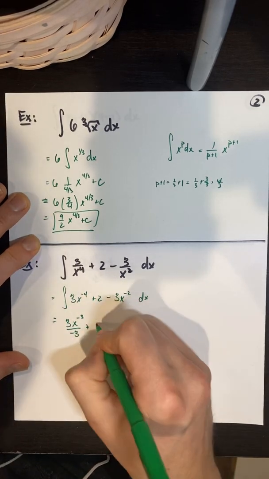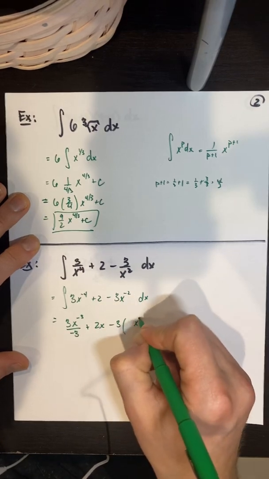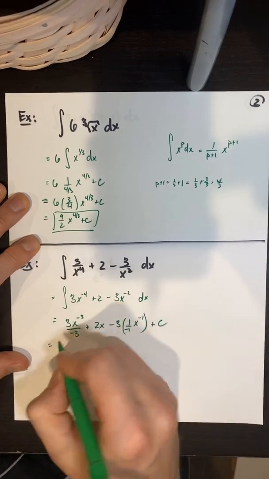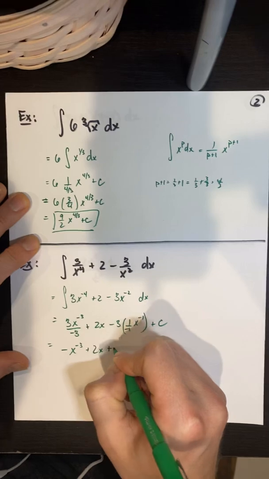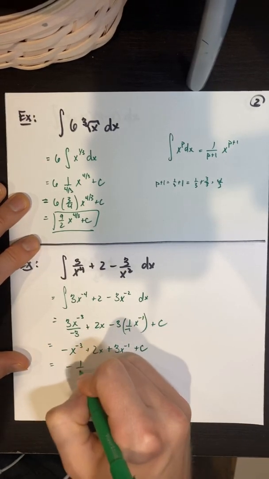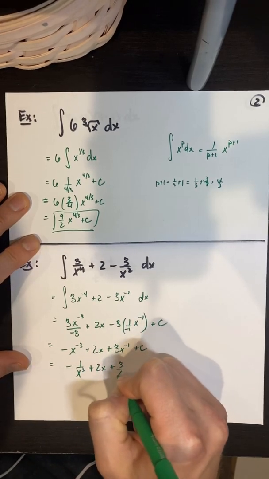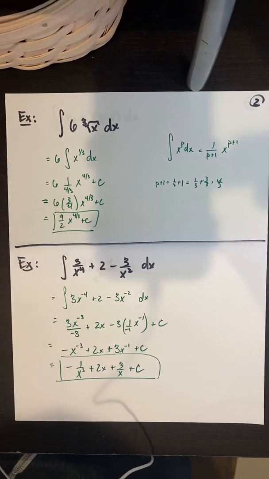The antiderivative of 2 would be 2x. Here I would have 3x to the negative 2, add 1 would be negative 1, and then I have to divide by negative 1, plus c. So here I get negative x to the negative 3 plus 2x plus 3x to the negative 1 plus c. And so my answer would be negative 1 over x cubed plus 2x plus 3 over x plus c. So that is my antiderivative right there.